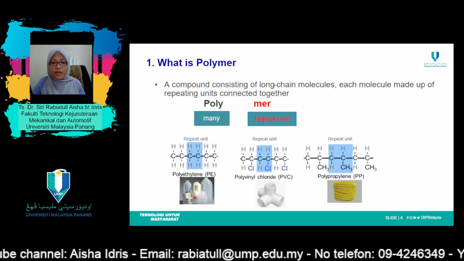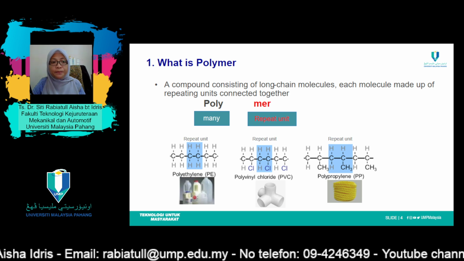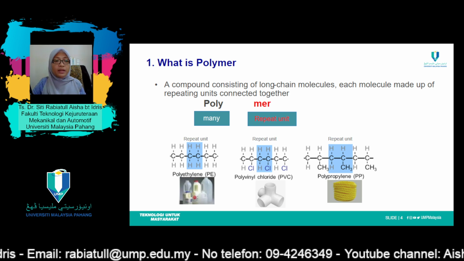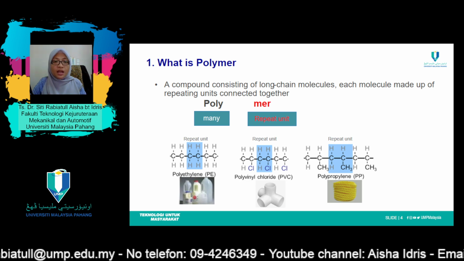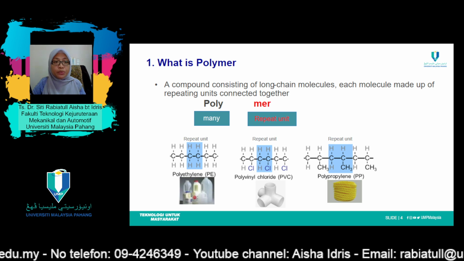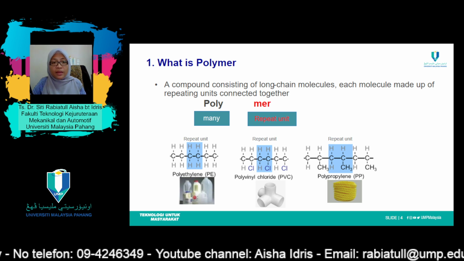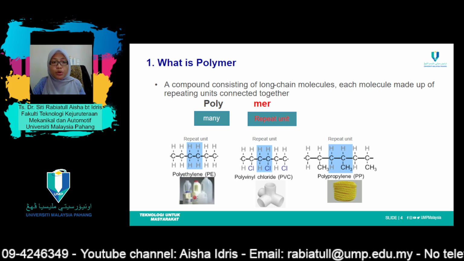So what is a polymer? Moving to topic number 1. A polymer is any of a class of natural or synthetic substances composed of very large molecules called macromolecules that are multiples of simpler chemical units called monomers.